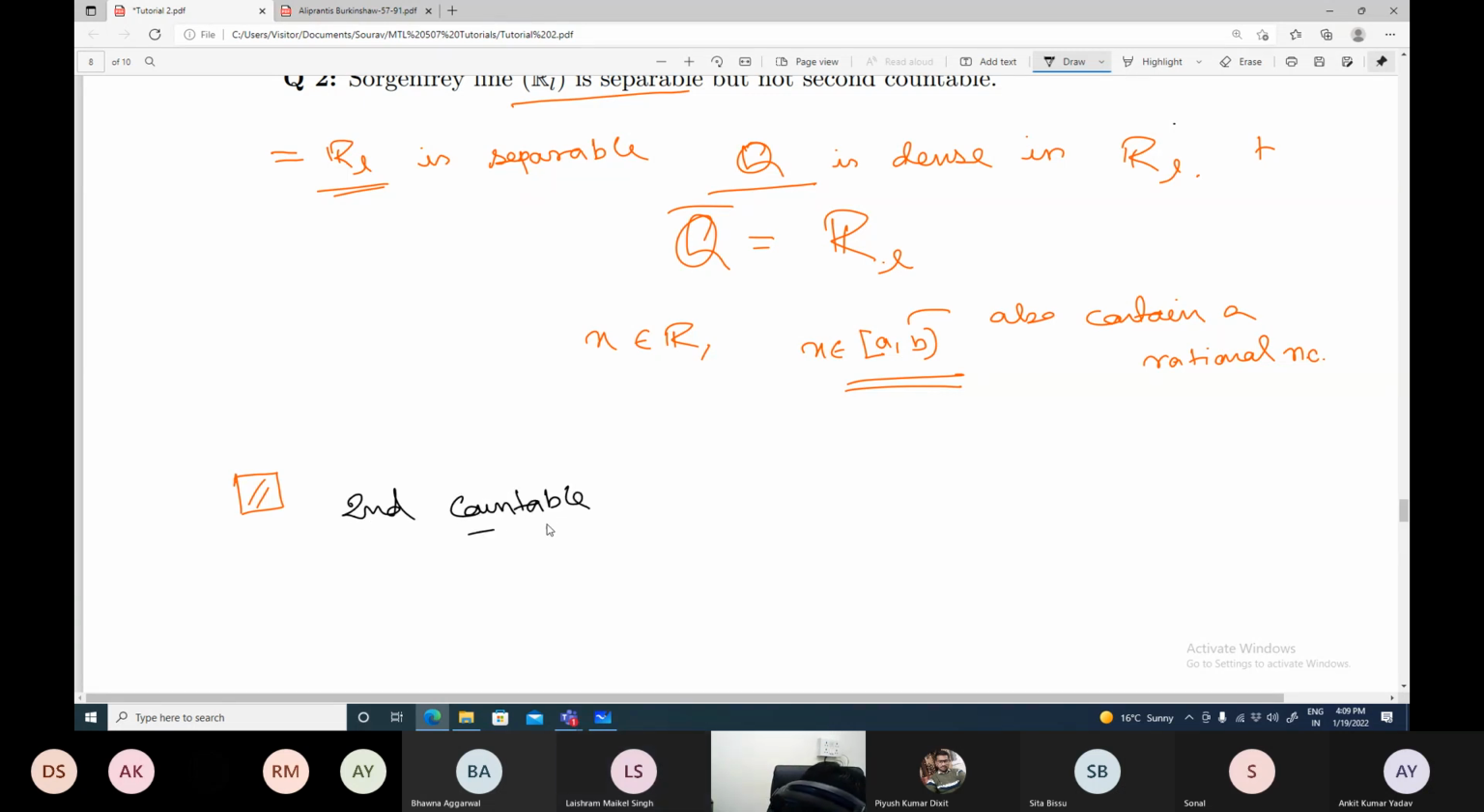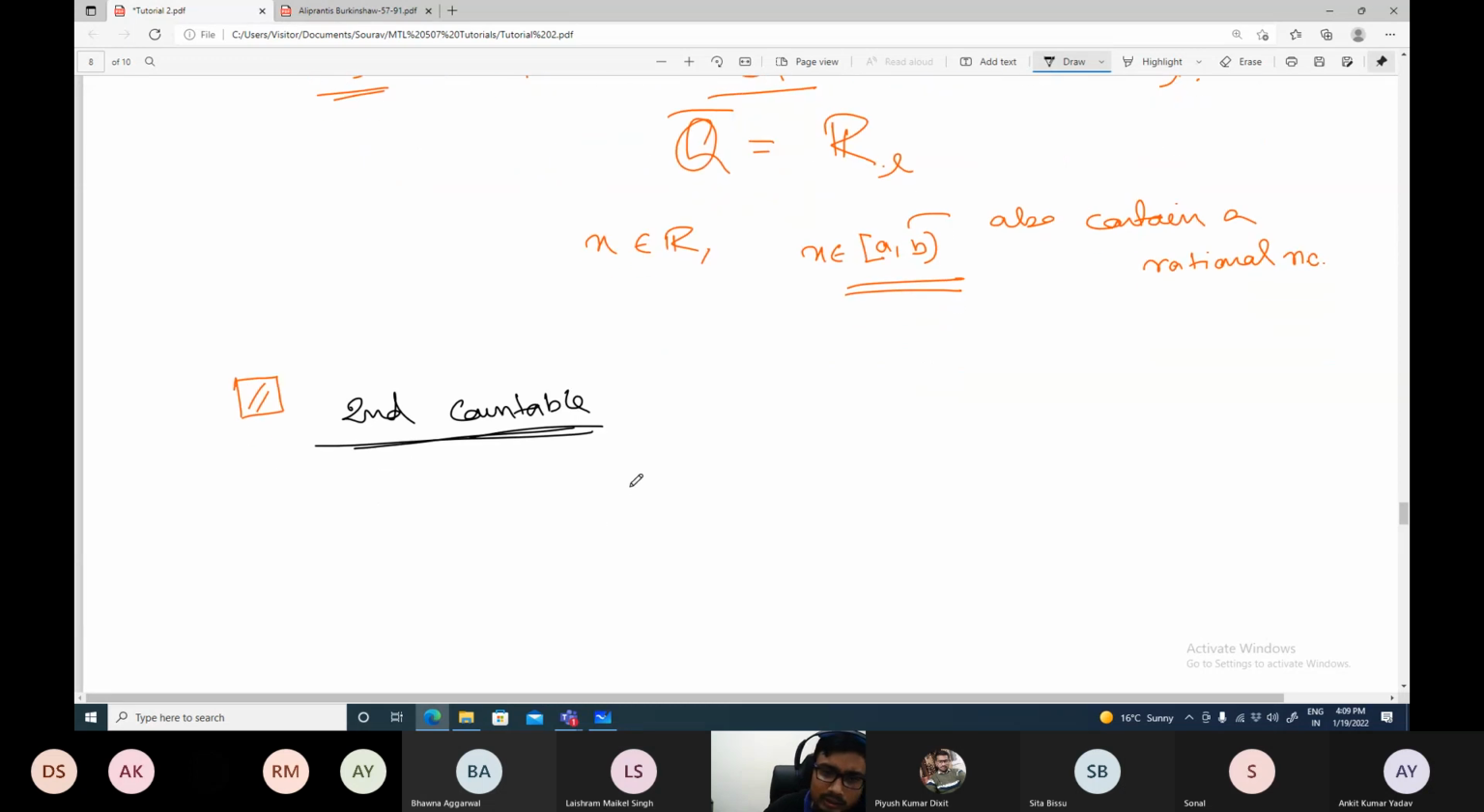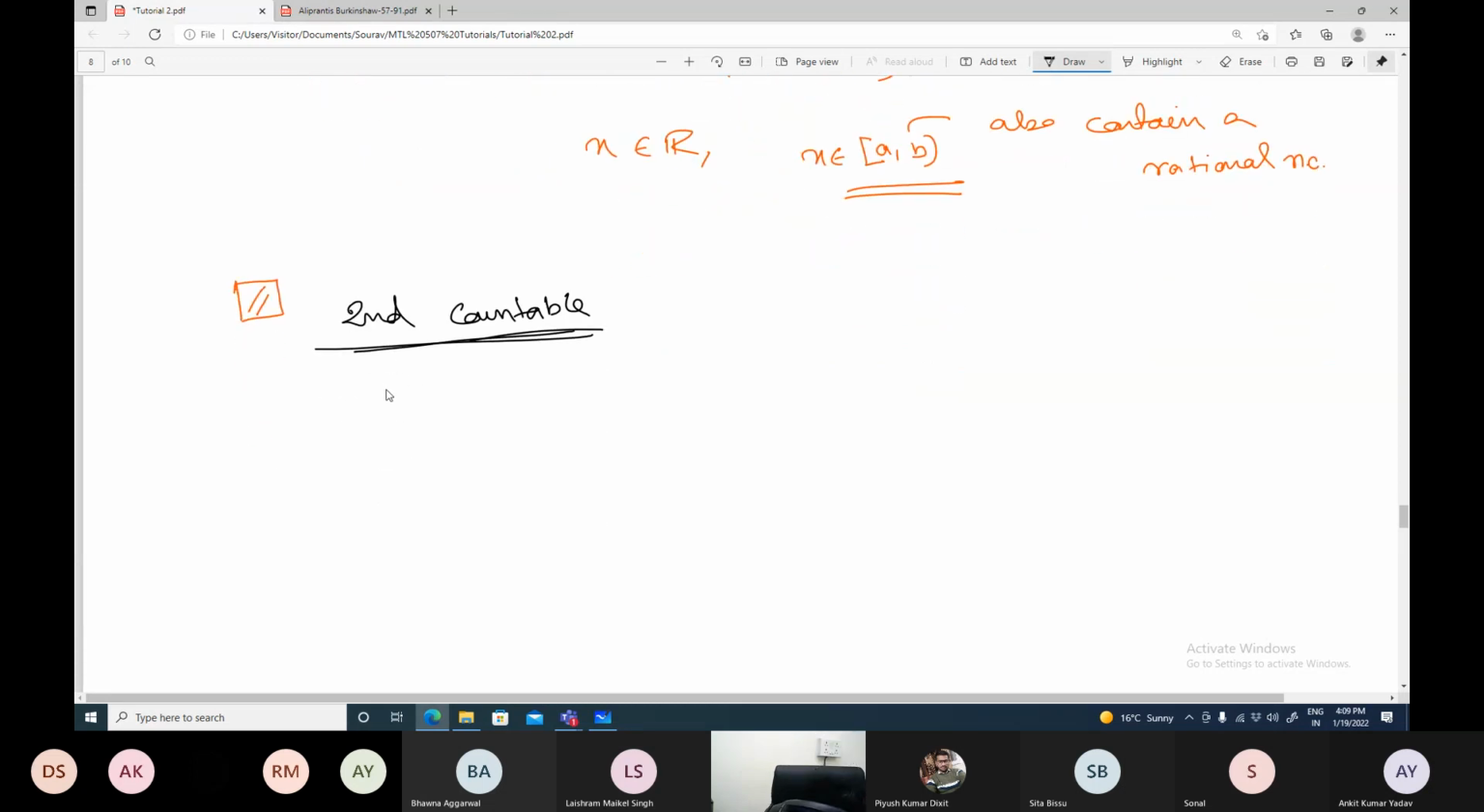Countable base means countable basis, right? Context. Yes. So okay, let's see. Now let us first take B to be a basis for R_L. You have to prove that B has uncountably many elements.